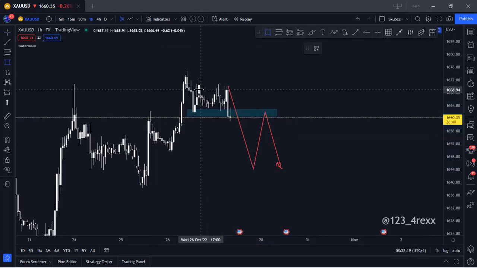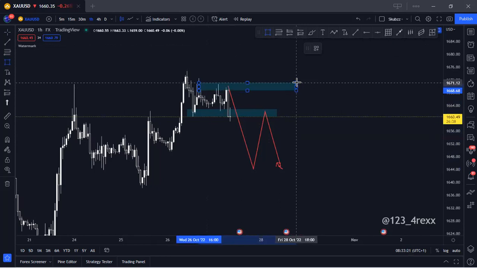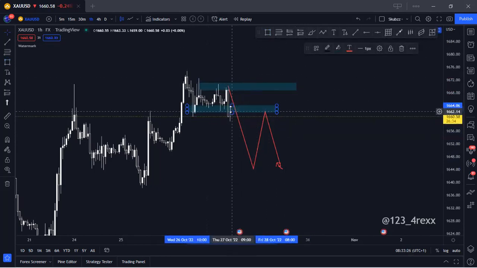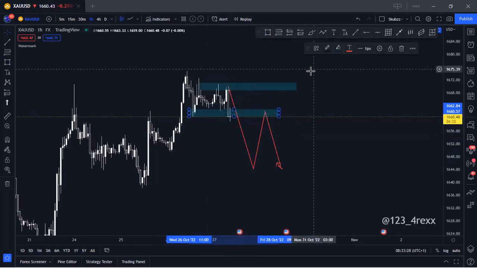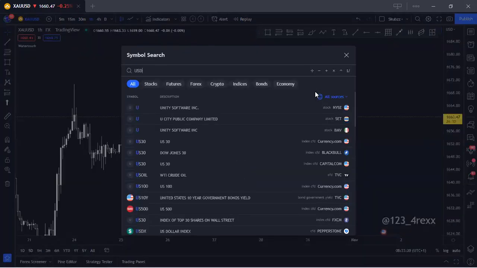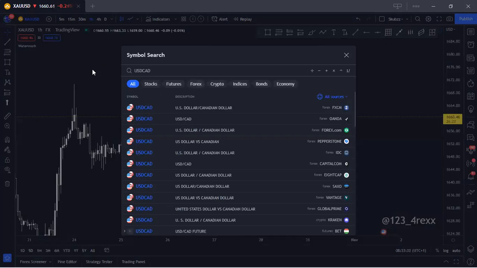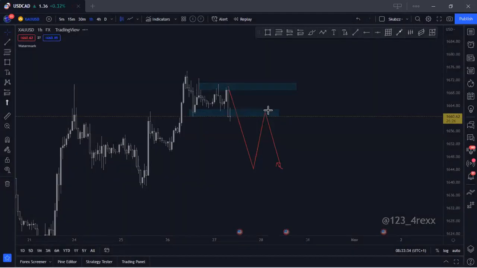And simultaneously, watch out for these highs. If we have a break above, then we'll continue that uptrend. Hope you guys understand. Then someone said USD CAD.